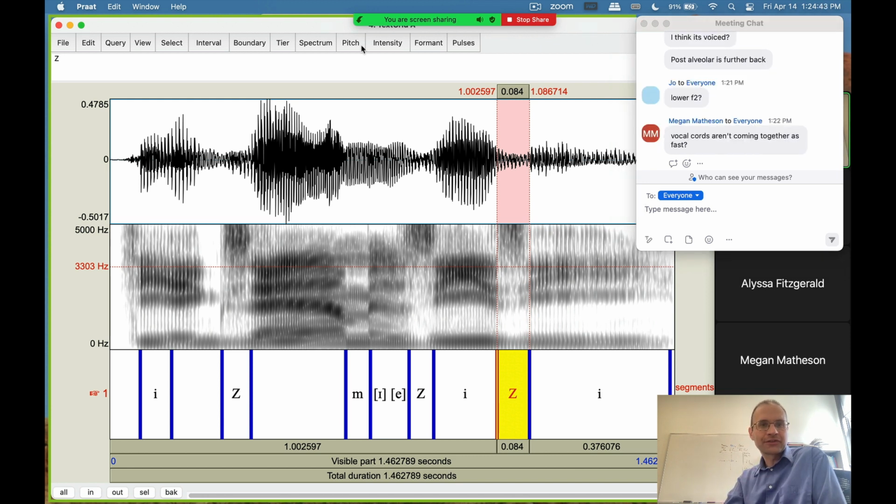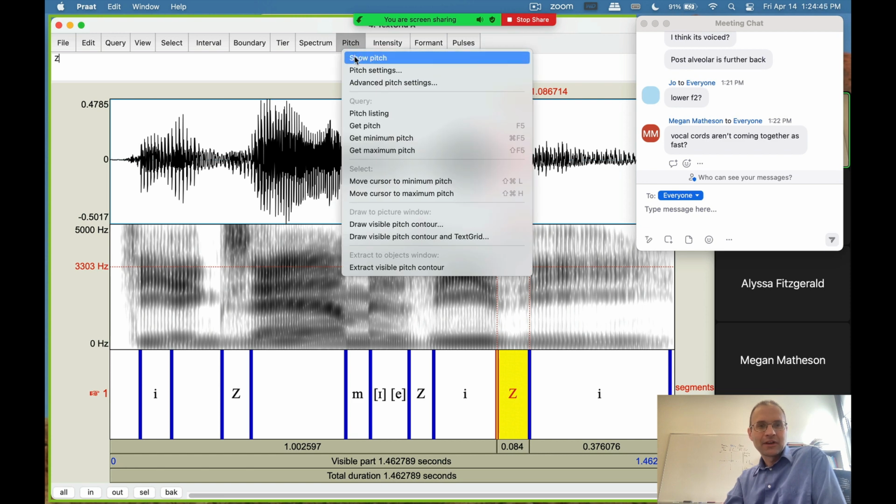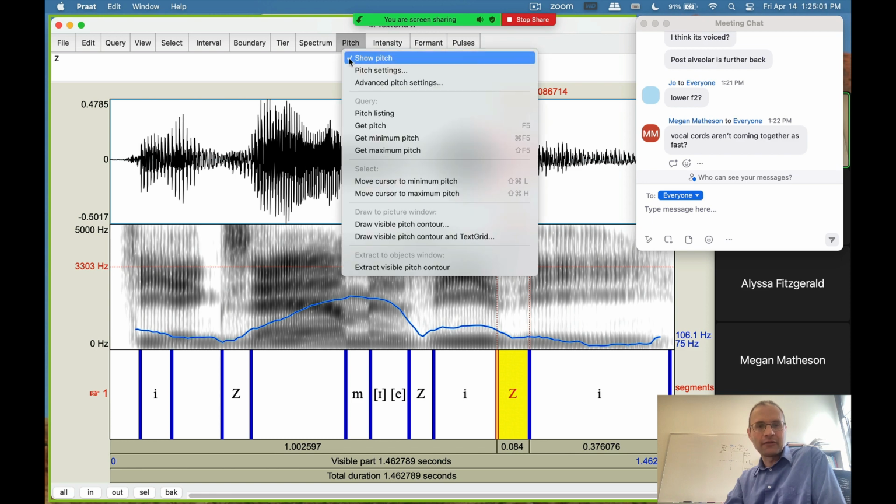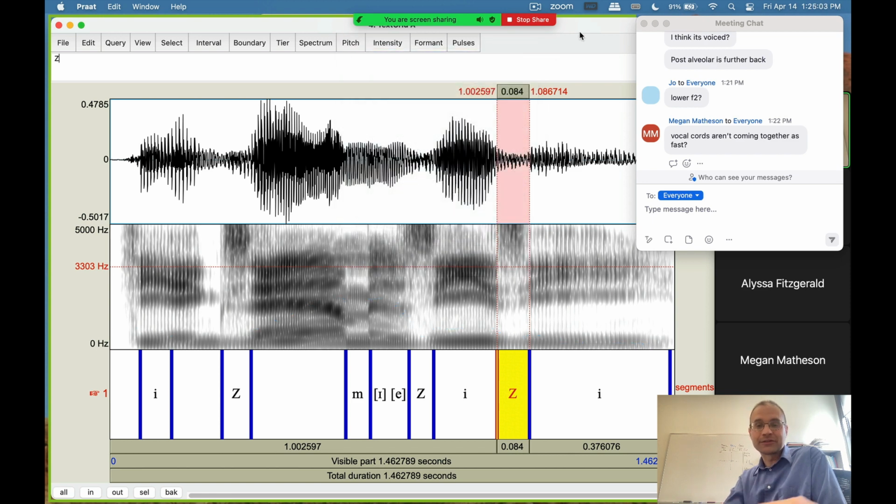The vocal cords are separate from this. So I can actually show you what the vocal cords are doing, the F0 trace here. There's a big bump here in the middle. But for each of these, the F0 is basically in the same range. It's more about the vocal tract than it is about the vocal cords.